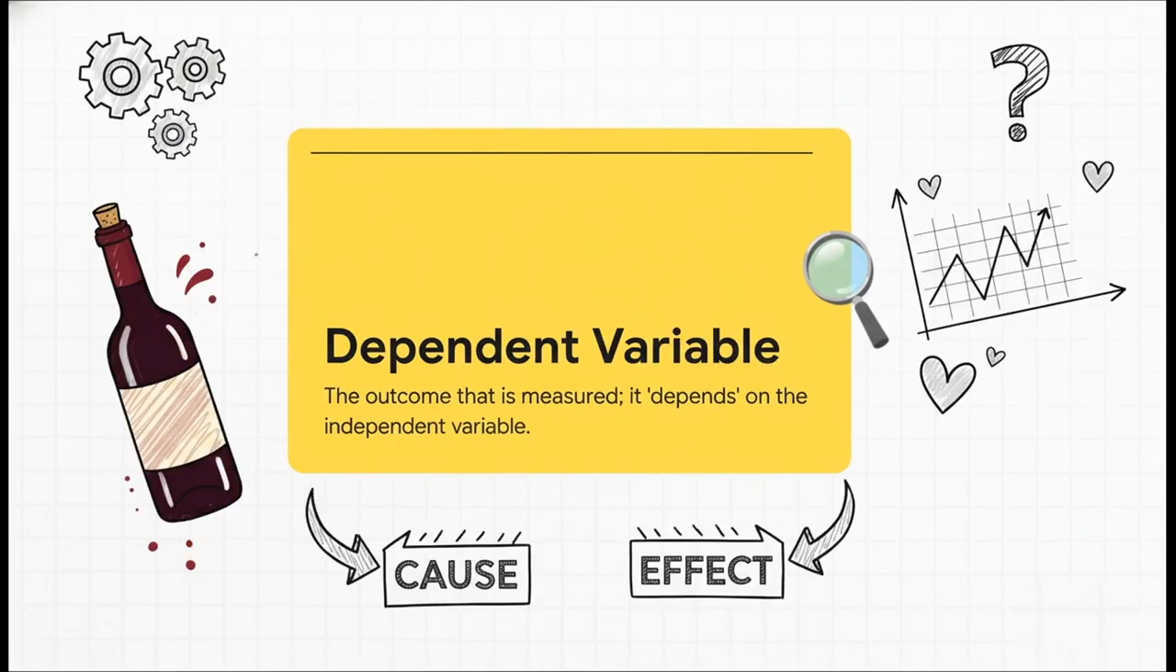And if the independent variable is the cause, well, the dependent variable is the effect. The outcome literally depends, see how that works, on whatever happens with the independent variable. So, going back to our example, the incidence of heart attacks would be the dependent variable. Does that number go up or does it go down based on how much red wine people are drinking? That's what the study would measure.